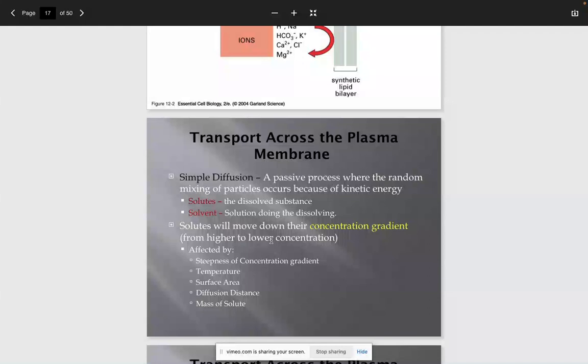The temperature, you increase the temperature, you're going to move quicker. There's more collision of particles. The surface area, the diffusion distance. If there's a smaller distance for the molecules to travel, of course they're going to get there quicker. And then the mass of the solute as well.